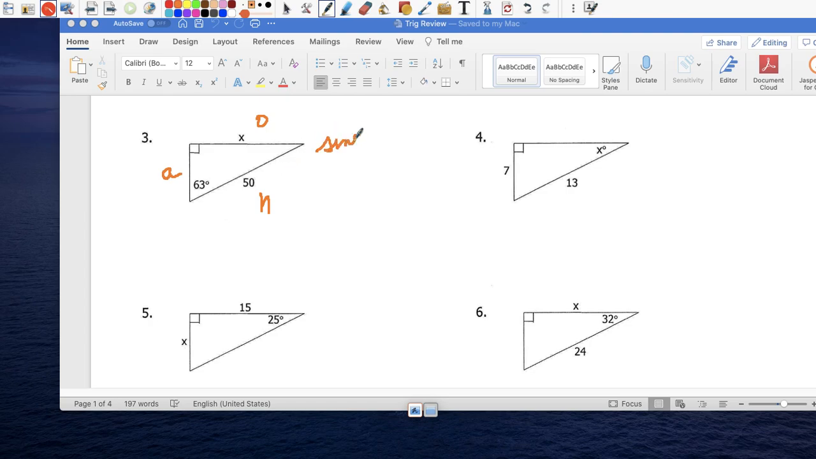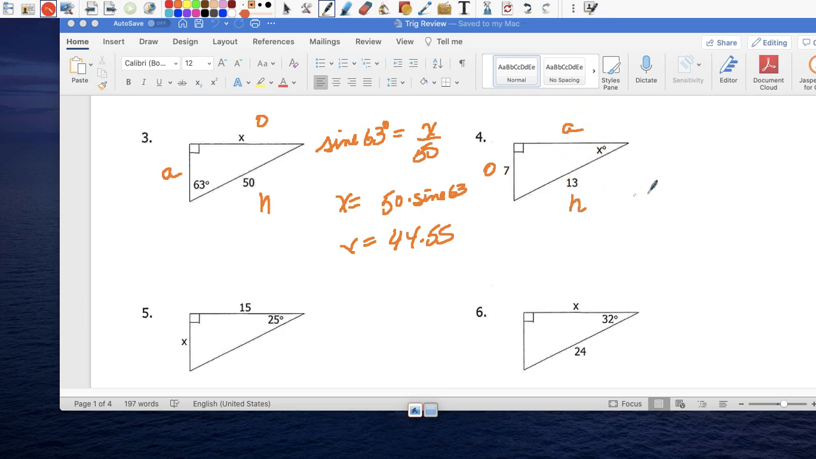So again, it's going to be not cosine, sine. So sine of 63 is opposite x over hypotenuse, and x equals 50 times sine of 63, which is going to give us 44.55.